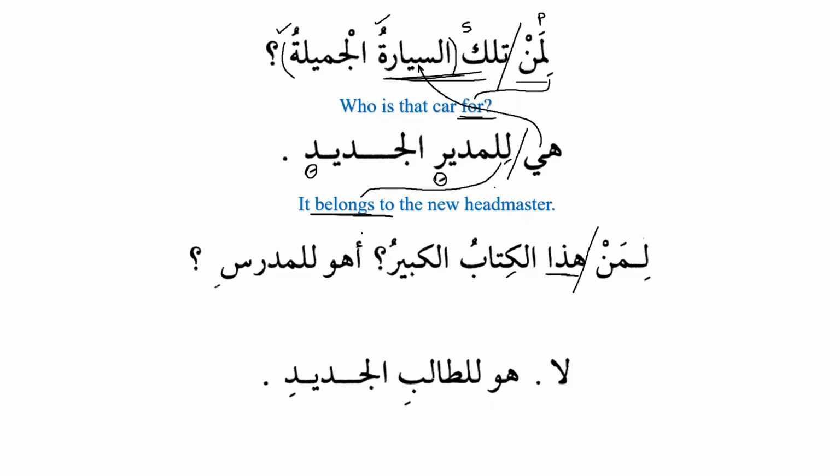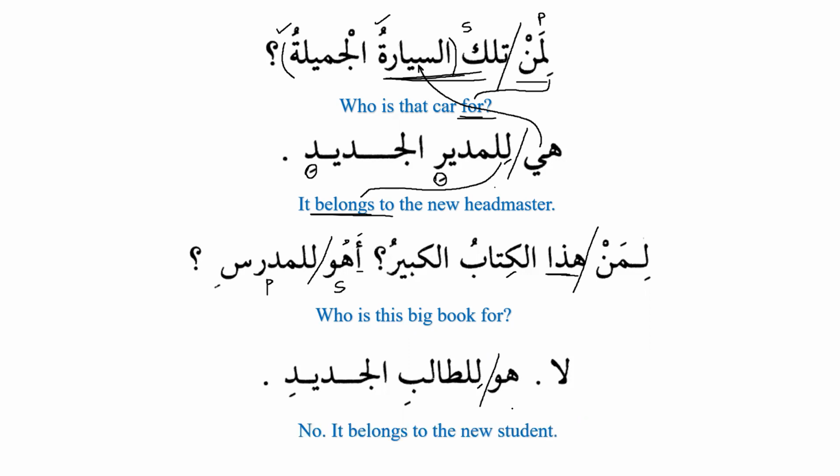A-huwa lil mudarrisi. We have a question over here. 'A' is harf al-istifham, that is used to ask a question. Huwa is the subject, and lil mudarrisi is the predicate. And when we look at the translation, it says, who is this book for? And then we have a-huwa lil mudarrisi, does it belong to the teacher? And the answer is la, huwa lit talibi al jadidi, no, it belongs to the new student.